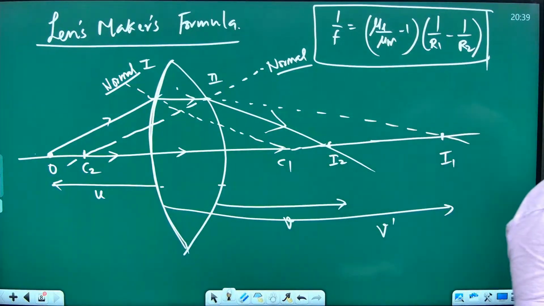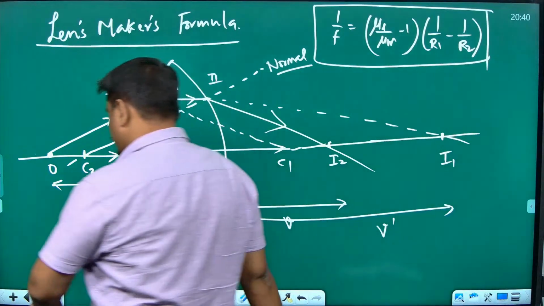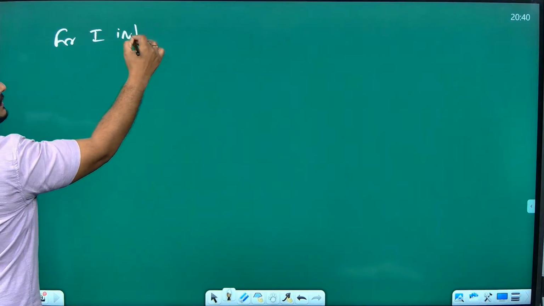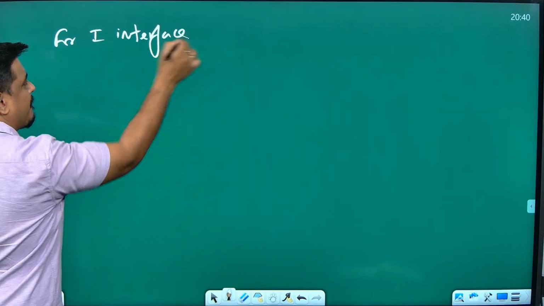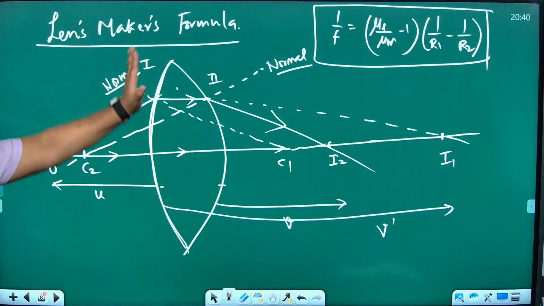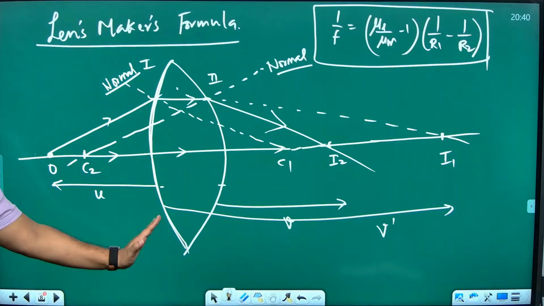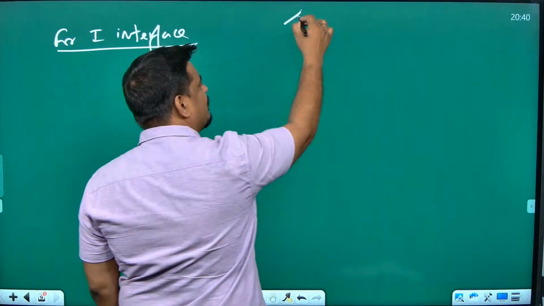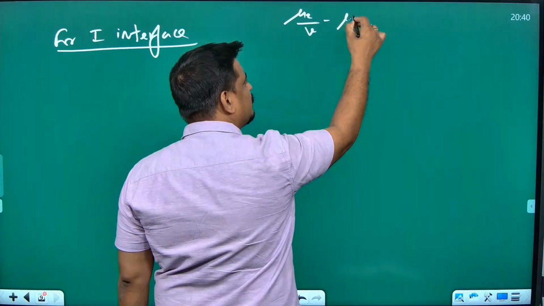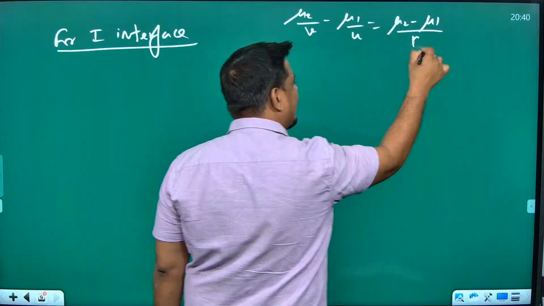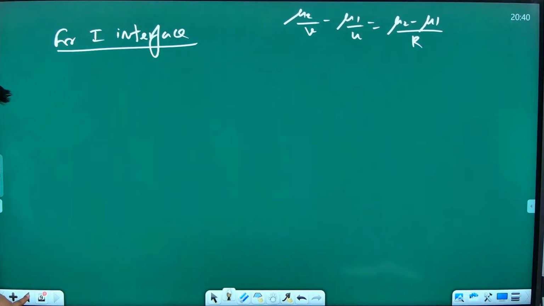Can I proceed? Now please pay attention. For the first interface, when I say first interface, what I mean? I mean this. Okay. What are we going to use? The mother formula. The mother formula is mu2 by v minus mu1 by u is equal to mu2 minus mu1 by r. In this case, what is mu2?